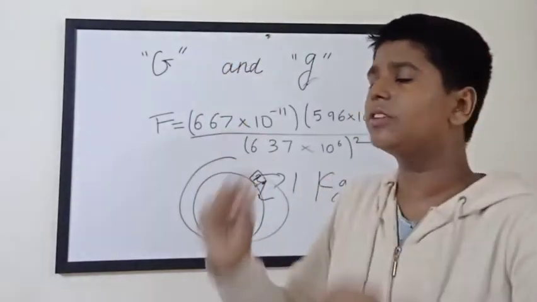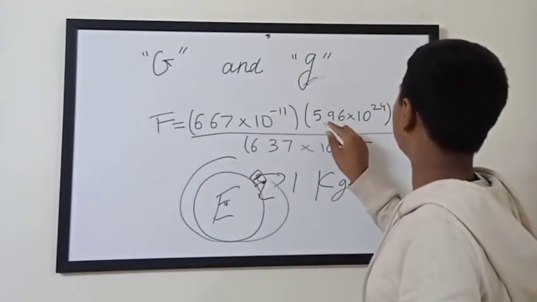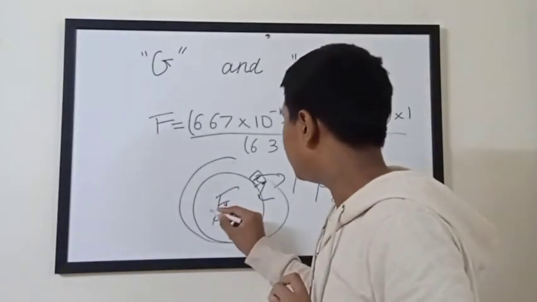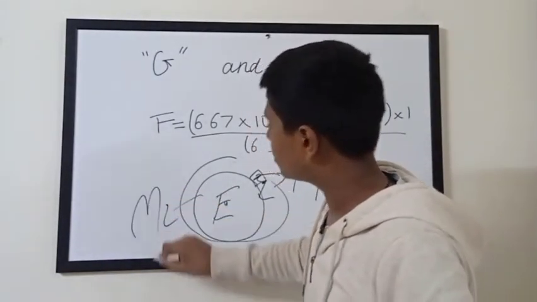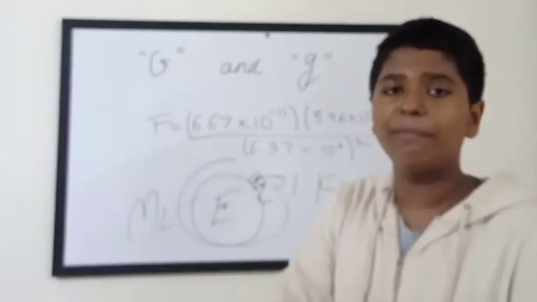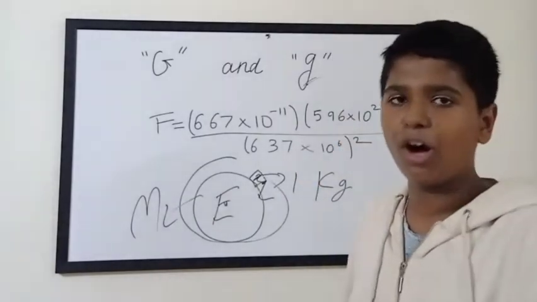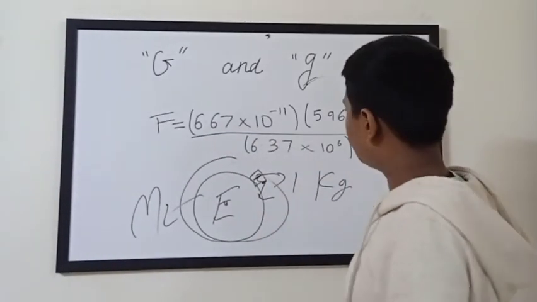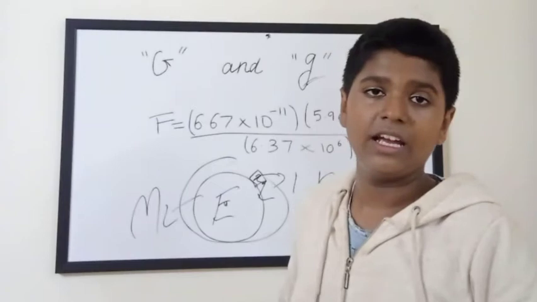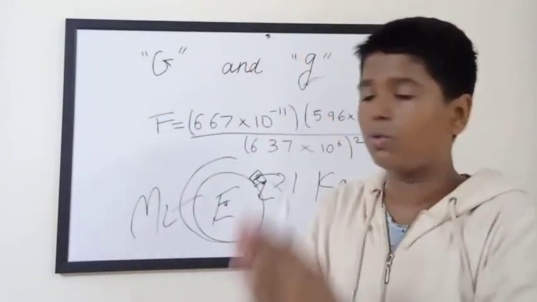Now what is the mass of the Earth? Mass of the Earth is 5.96 into 10 raised to 24 kilograms. Now here we have the mass of the Earth. Nice. Now what else do we need? Mass of the object, which is 1 kilogram, that box. Then the whole divided by what we had in division? We had r square. R is the distance squared.